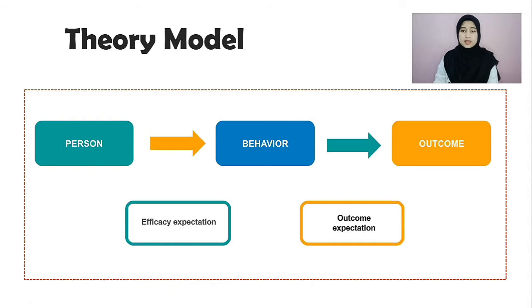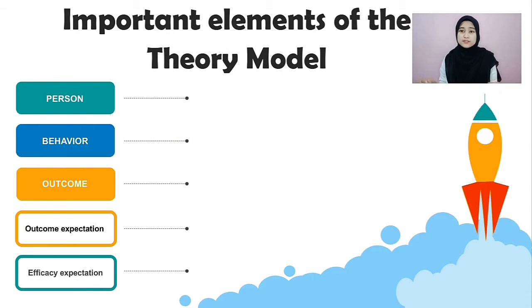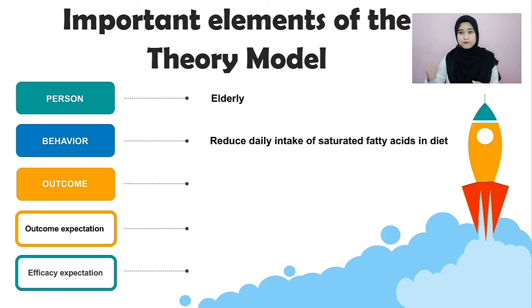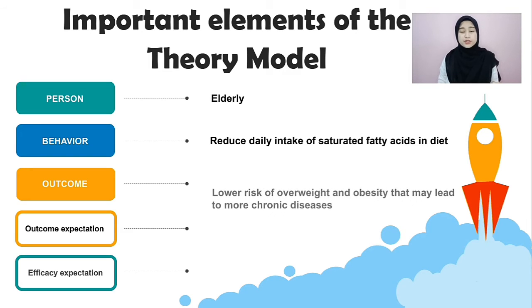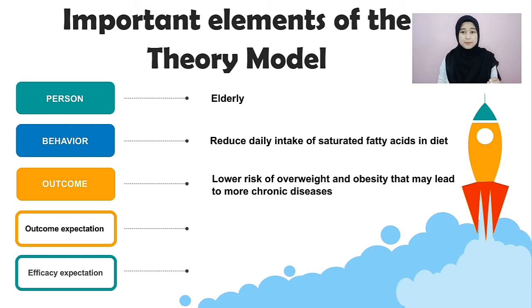It involves person, behavior, and outcome, which also include the efficacy expectation and outcome expectation. This theory model shows that the distinction between the outcome and the efficacy expectation is important because both are required for behavior change. So for our case, in order for the elderly, who are the person, to reduce the daily intake of saturated fatty acid in their diet, which is the behavior, for lowering the risk of overweight and obesity that may lead to chronic diseases, here we can see the outcome.